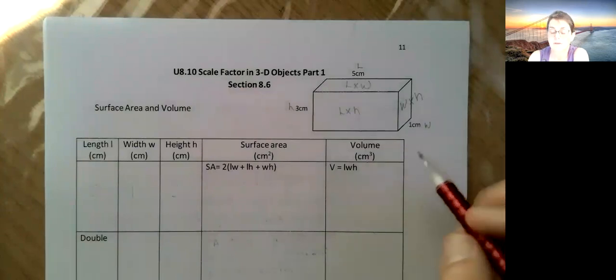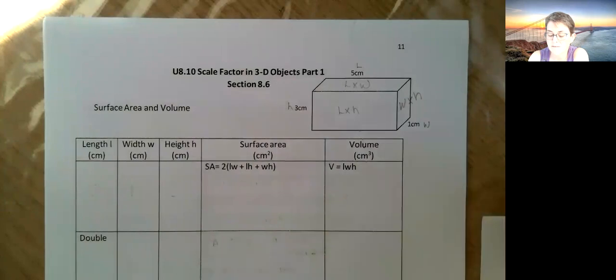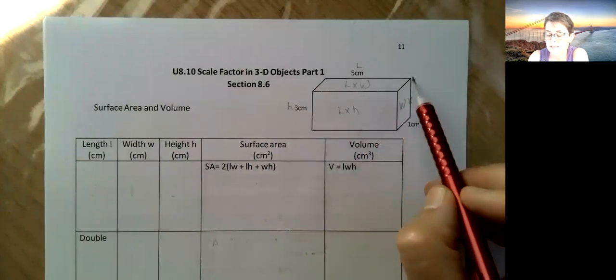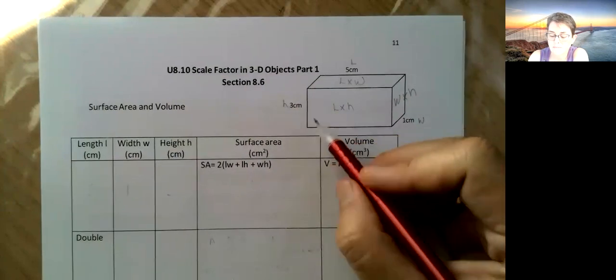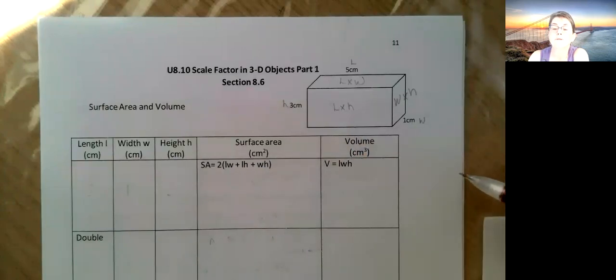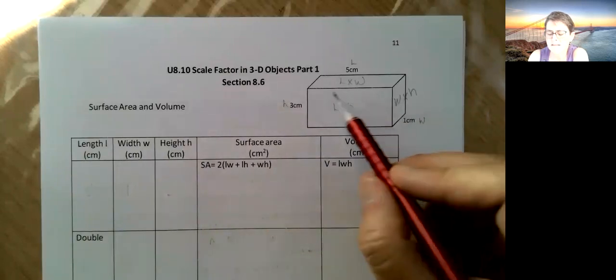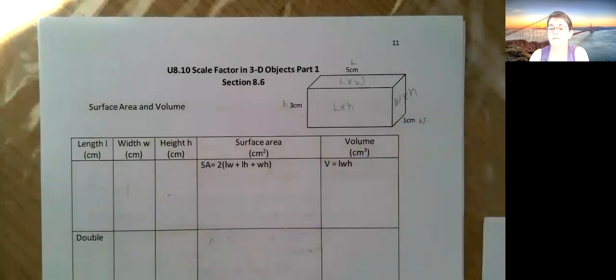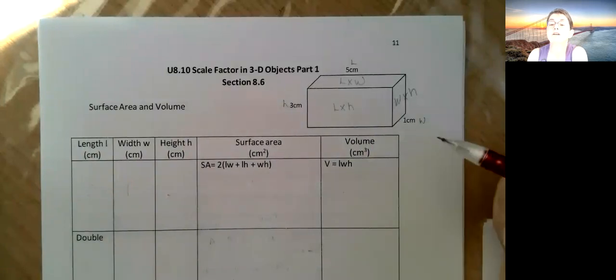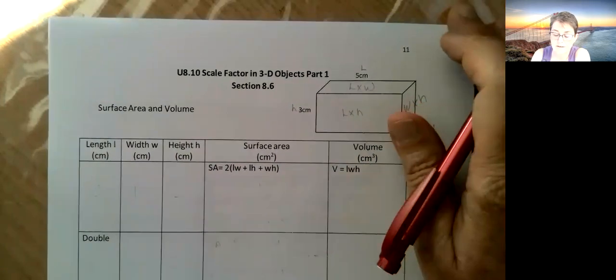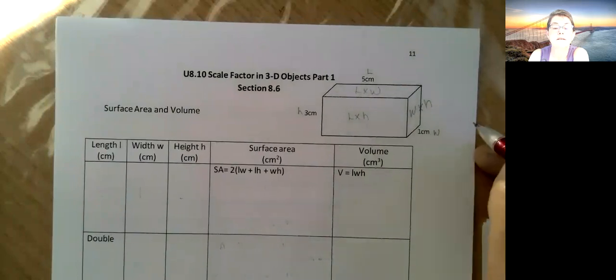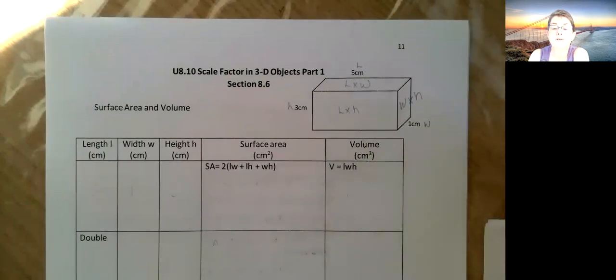And you're all familiar with volume. Volume is length times width times height. So I said this is my length, this is my width, and this is my height. But truth be told, it completely doesn't matter because you're multiplying, so the answer is going to be the same whatever order you do it in. And surface area is, if you took this box and cut it apart and flattened it out, how much cardboard would it take? So we are going to calculate the surface area and the volume.